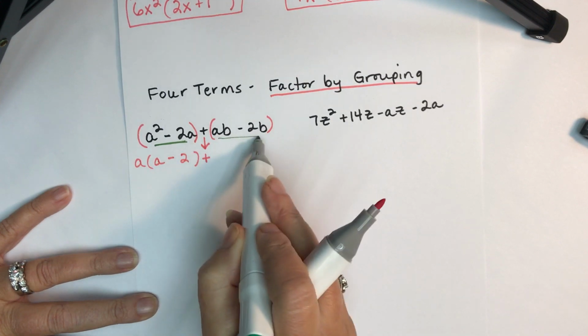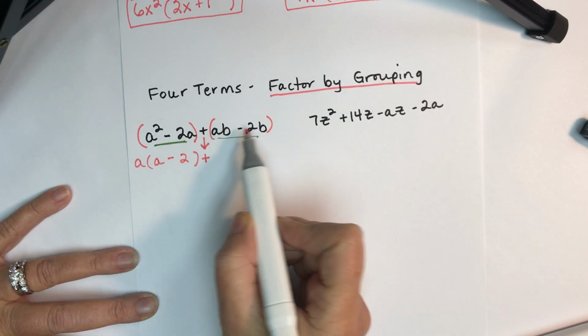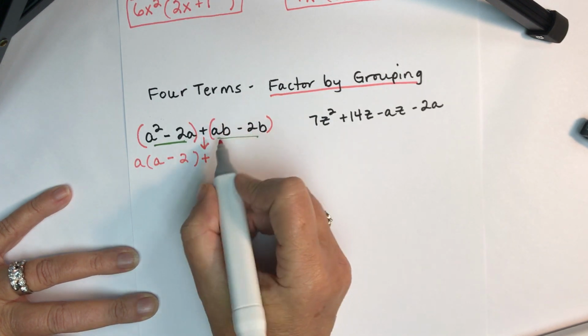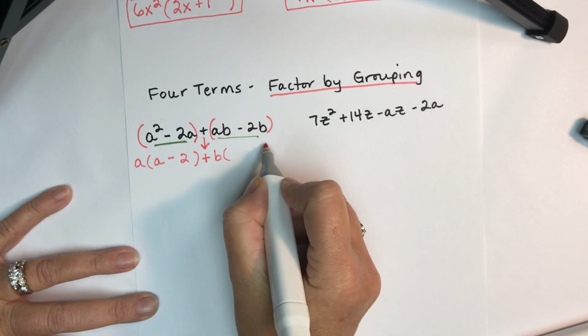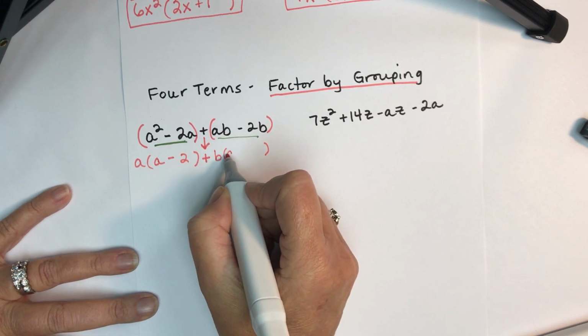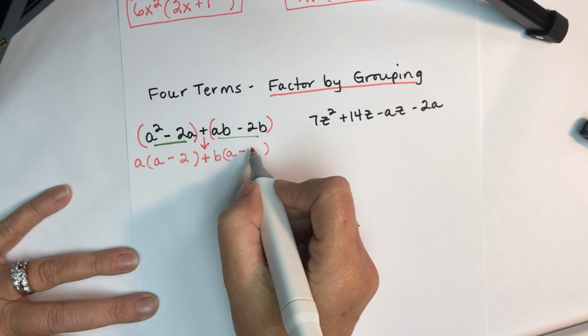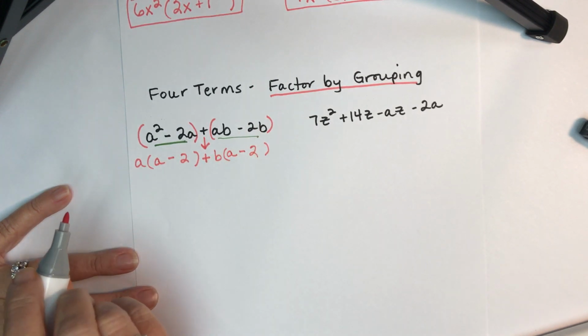Now I'm going to look at the second parentheses. And what they both have in common is a b. They don't both have a number, so I can't take out a number, but they do both have a b, so I'm going to take out a b. And then I'm going to divide. ab divided by b is a. The minus comes down. 2b divided by b is 2.